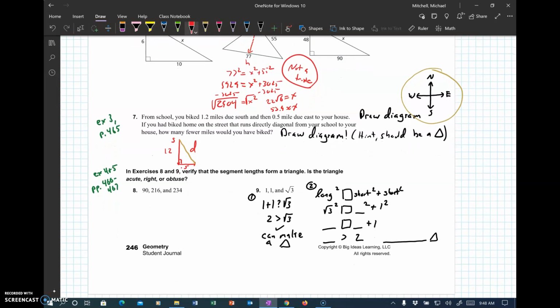On these, verify the segments make a triangle. So that's where you have to do this 1 plus 1. The two short sides are greater than the third. 1 squared is 1. You know the square root of 3 should be bigger than 1. 2 is bigger than 3 because the square root of 4 is equal to 2. The square root of 4 is bigger than 3. I can make a triangle. Now I plug it into my theorem. See what I get. Get the 1 squared right there. This is going to be 3 and 1. 3 is greater than 2. We have an obtuse triangle.